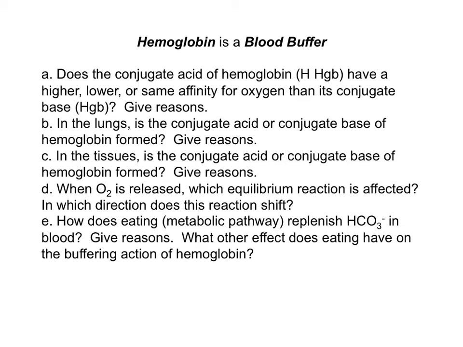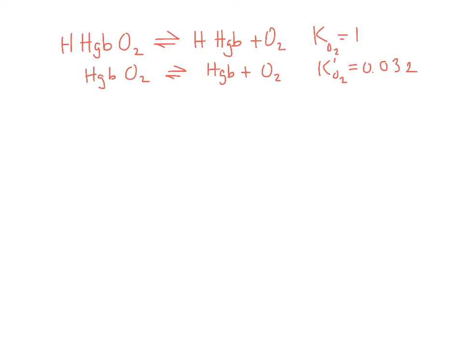So here are the answers. In the first question, does the acid form or base form of hemoglobin have the higher affinity for oxygen? Looking at the equilibrium constant, the answer is the base form. Smaller K means more reactants and less products, so the base form of hemoglobin holds on to oxygen better.